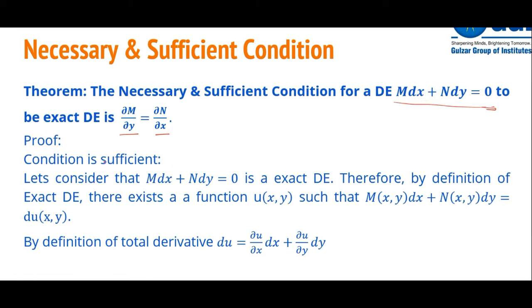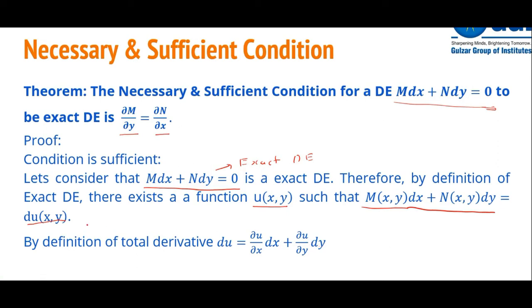First, initially we consider the sufficient condition, which means we consider that this equation is an exact differential equation. Then by the definition, there exists a function u such that M dx plus N dy is equal to du. This comes from the definition of the exact differential equation. And we also know that the total derivative du is equal to ∂u/∂x dx plus ∂u/∂y dy.